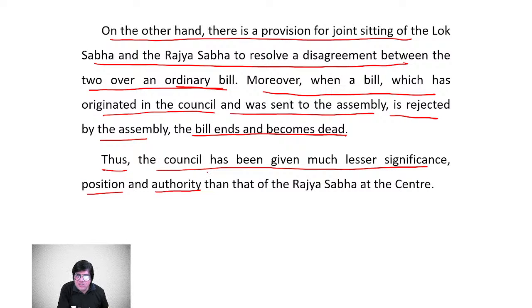So the legislative position of the legislative council is on a much lower pedestal than that of the assembly, and also it is much lower than that of the Rajya Sabha at the center. So Rajya Sabha is the upper house in Parliament, and here the council is the upper house in the state legislature. But its position, insofar as the passage of bills is concerned, is much inferior to the position of the Rajya Sabha. That is one important point to understand.